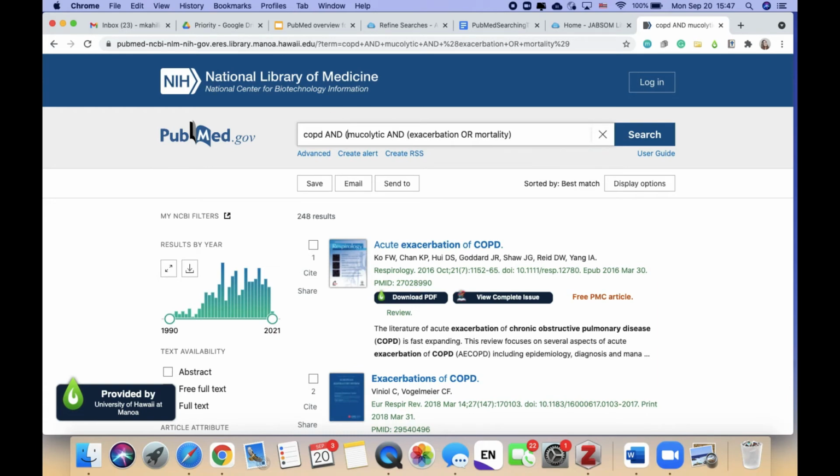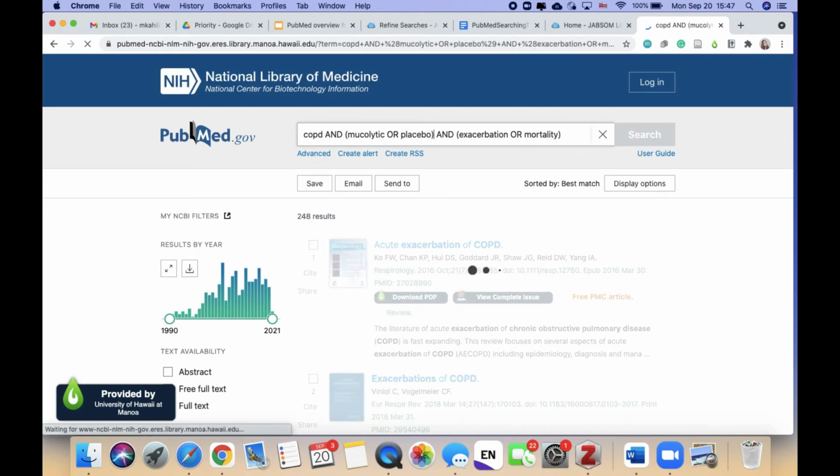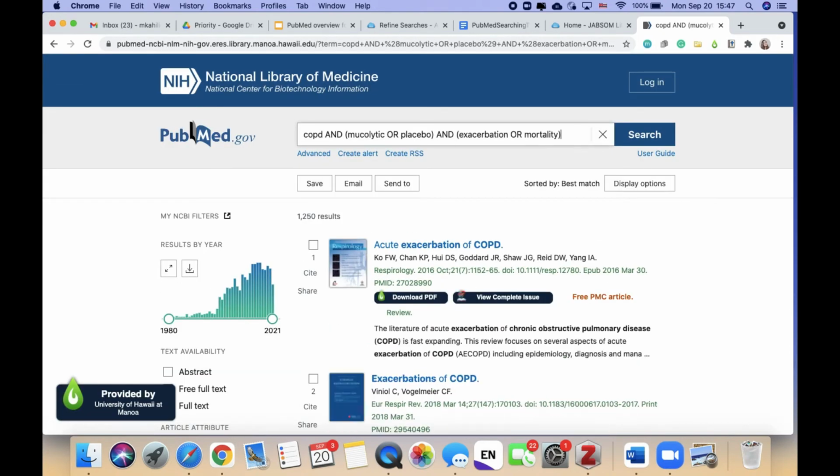If I wanted to keep trying to add on, I could say mucolytic or placebo, or maybe it would be better to add on the actual pharmacological names of different mucolytics. So that added a ton more results, about 1,000 more results by adding on placebo. That made a big difference.